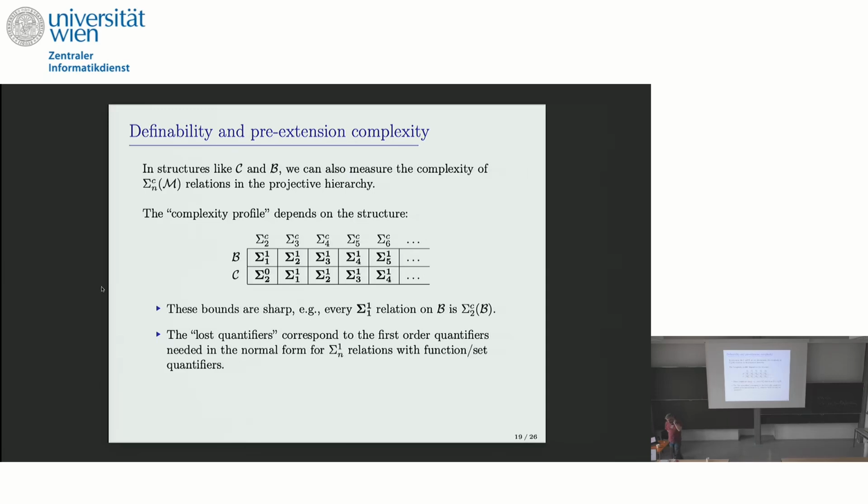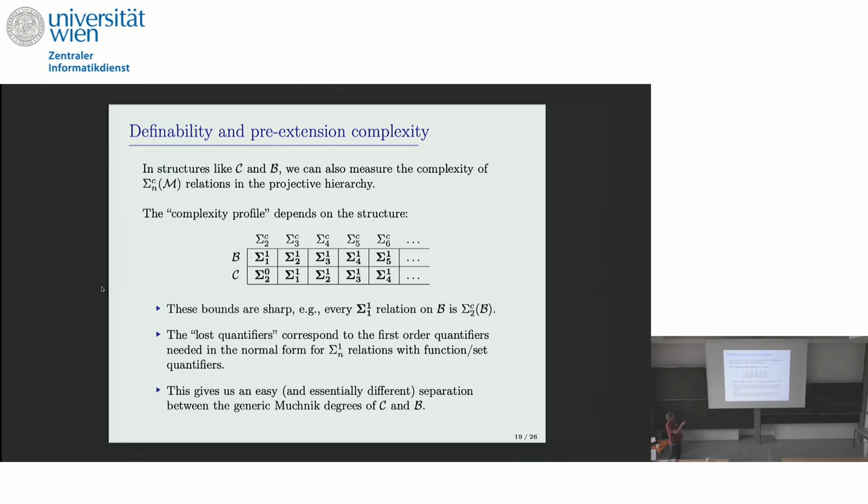Point 2, the lost quantifiers: you know where they went. When you write a sigma 1, 1 definition in normal form, it looks like a function quantifier followed by a single set quantifier. But if you write it using quantification over numbers, you have the function quantifier and then 2 number quantifiers. So you lose 1 here and 2 here, and that's exactly where the lost quantifiers are going.